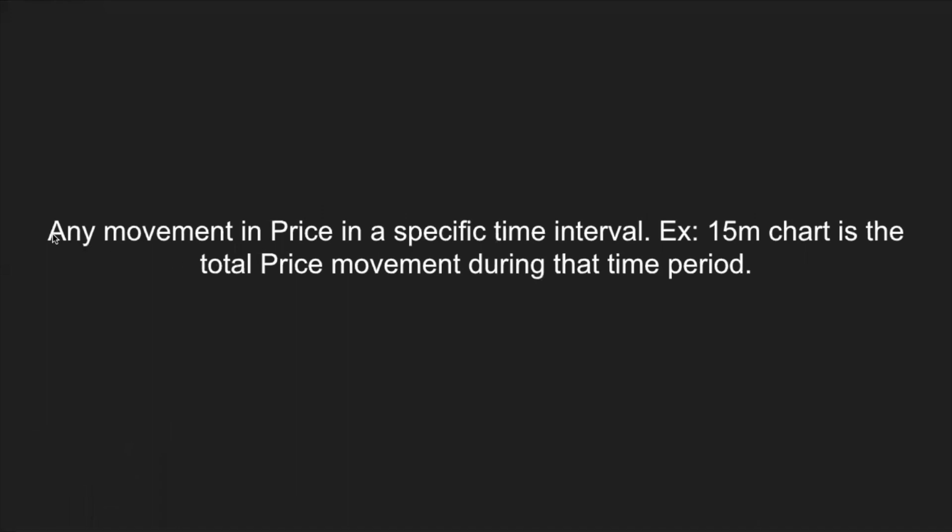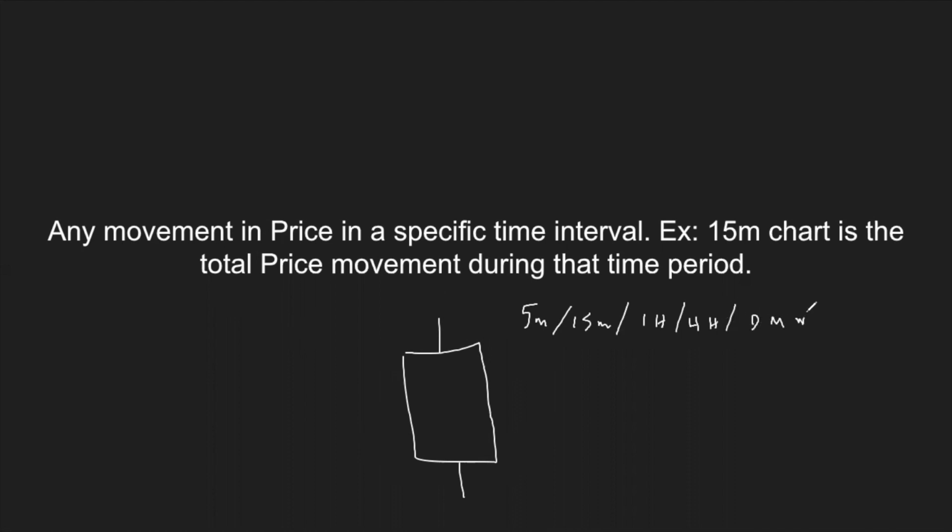So really, that candle, that piece we were looking at, represents any and all movement in price in a specific time interval, right? These candles come in time intervals. The most popular ones that I look at are the 5-minute, 15-minute, 1 hour, 4 hour, and then daily, weekly, monthly. So if you have a 5-minute candle, this entire candle represents 5 minutes. If you have a 1 hour candle, this entire candle represents 1 hour, right?